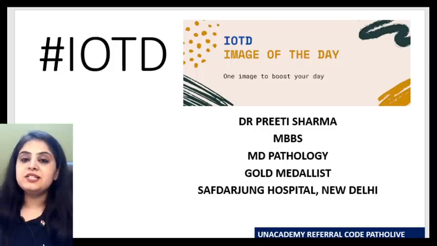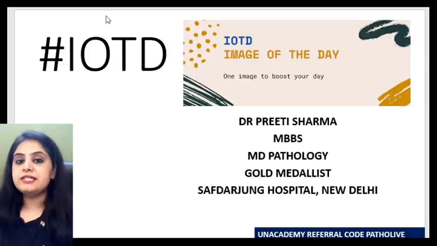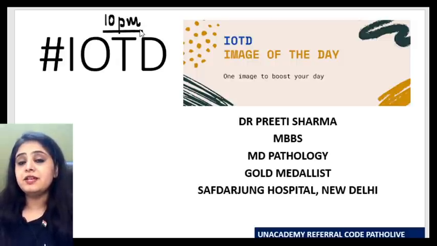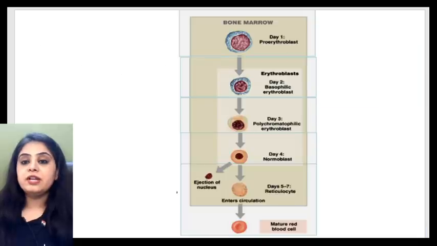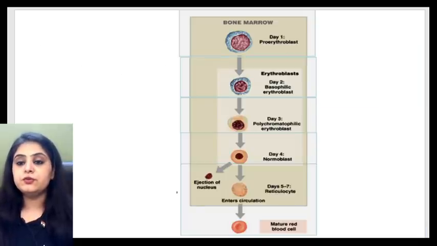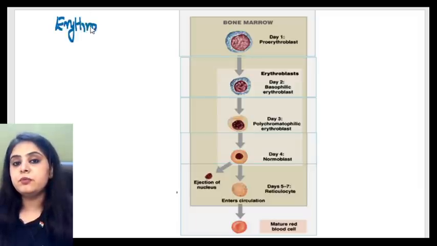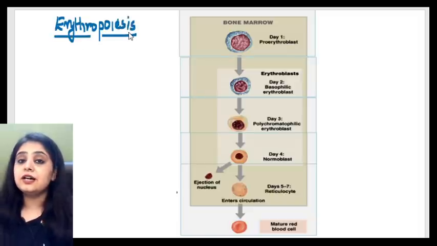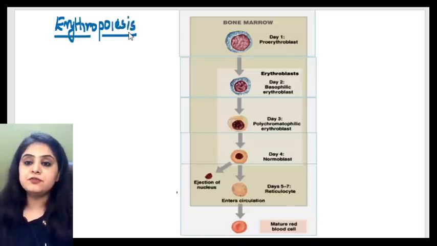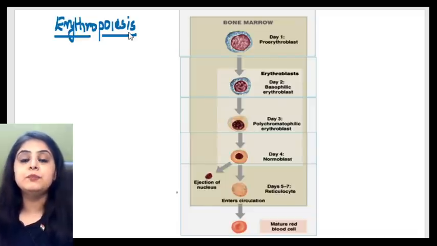So what is the IOTD? That is the image of the day and the ongoing 10 p.m. series. If you remember, a few days back we spoke about a very important series of myelopoiesis where we were talking about the different WBCs, and I hope now when I show you this particular series, all of you can very well see from the labeling as well that today we are going to quickly talk about, in less than 5 minutes, erythropoiesis. Once I'm done with this erythropoiesis today, the last series of the bone marrow that I'm left with, that is the platelet, I'll be taking that up tomorrow.